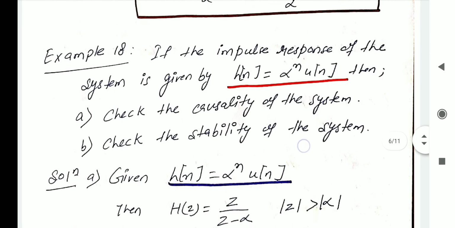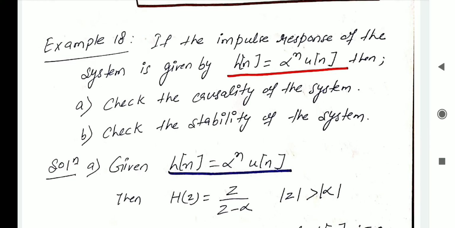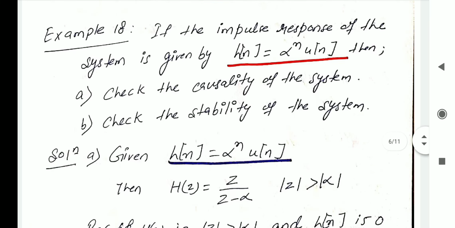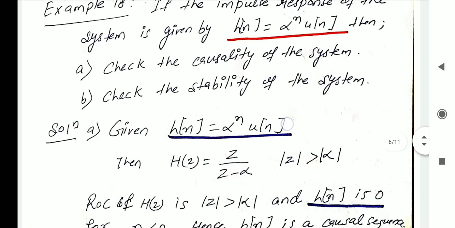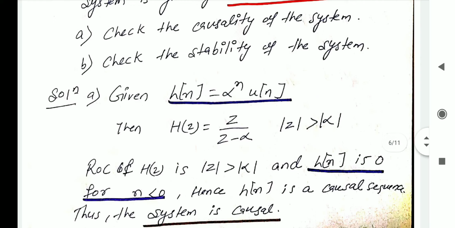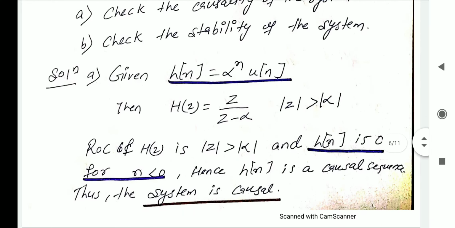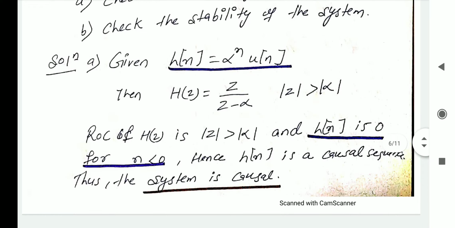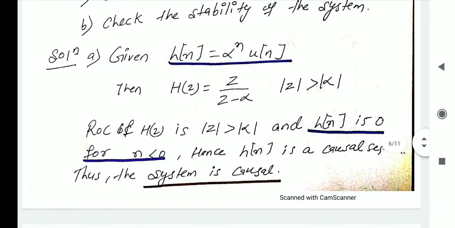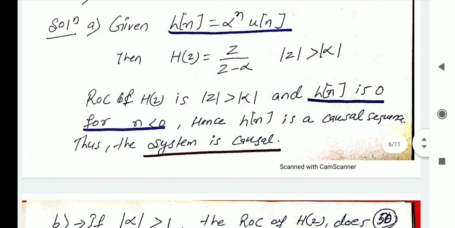Now taking another example, if the impulse response of the system is given by h(n) equals alpha to the power n u(n), then we need to check the causality and the stability of the system. Now h(n) is given as alpha to the power n u(n), and the respective H(z) would be z by z minus alpha, where mod of z is greater than mod of alpha because it has u(n) attached to it. The ROC of H(z) is this.